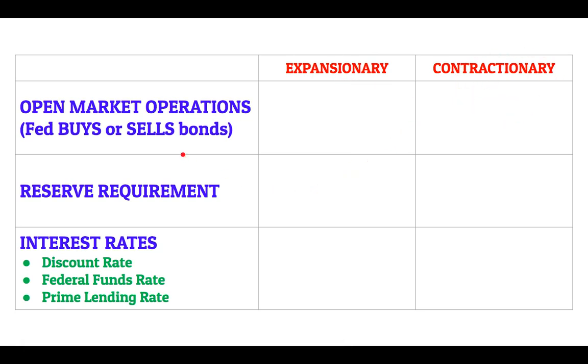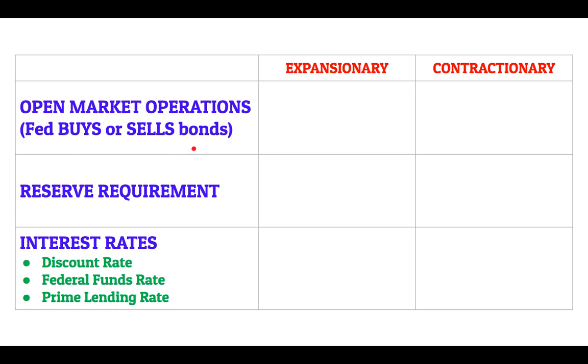So, open market operations is just a fancy way of saying the Fed is either buying or selling bonds. And don't forget that bonds are sometimes also called securities. So, there's a lot of vocabulary here. The Federal Open Market Committee of the Federal Reserve is the group that determines whether or not this is going to be done. And we also call this the bond market. So, these are United States Treasury bonds.